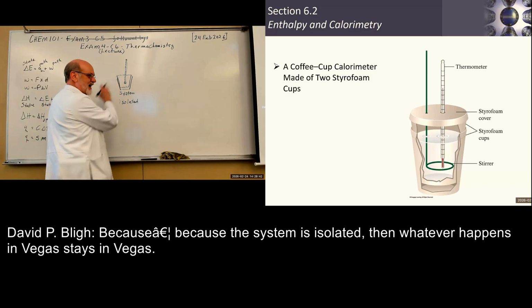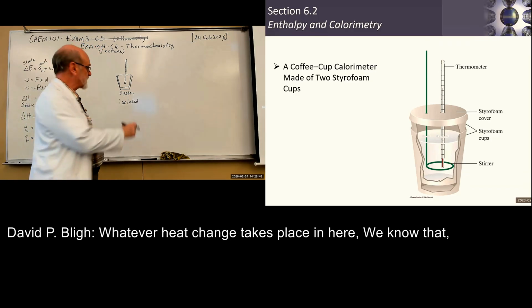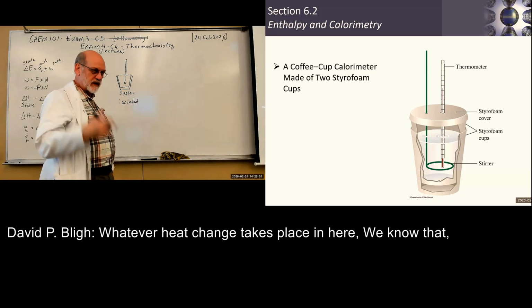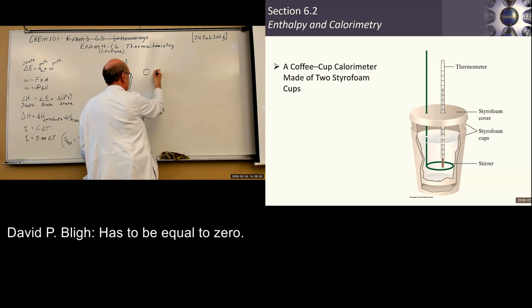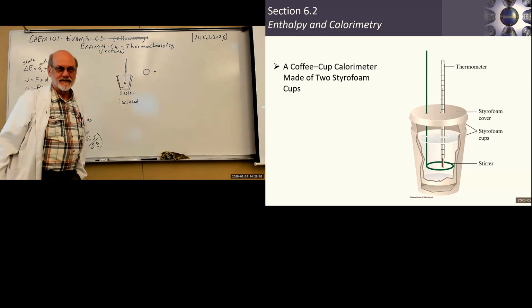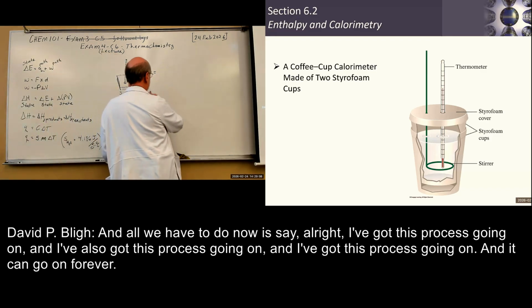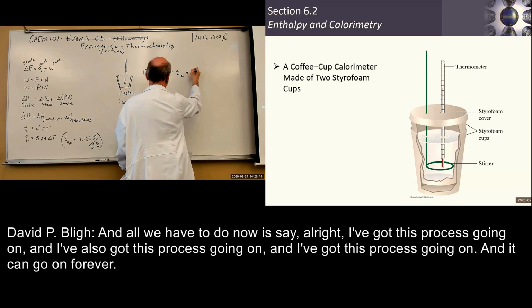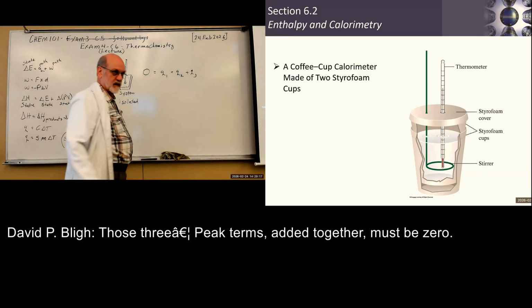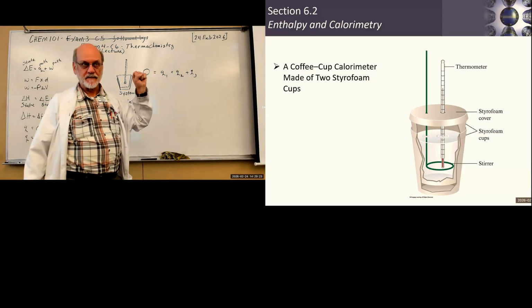Because the system is isolated, whatever happens in Vegas stays in Vegas. Whatever heat change takes place in here, anything that adds heat or subtracts heat stays inside, and the total has to be equal to 0. That's the first thing to remember. And all we have to do now is say, I've got this process going on, and this process, and this process. And it can go on forever. Those heat terms added together must be 0.